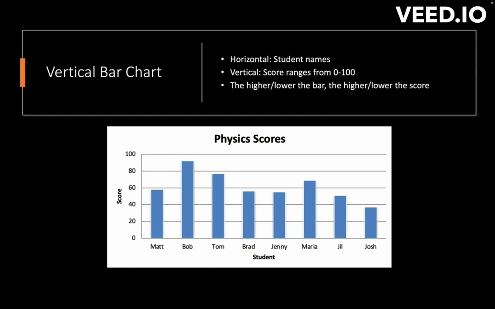So to give an example, Bob has the highest bar height, compared to Josh, who has the lowest bar height, meaning that Bob has the highest score out of his classmates on the physics scores, and Josh has the lowest score out of his classmates in terms of the physics scores, due to the bar being the lowest. And also, if you take a look at the scores on the vertical, you can trace the scores all the way to the tip of the bar to see the scores for each student. For example, Bob is at about 90 because that's the closest that the bar height lines up to.